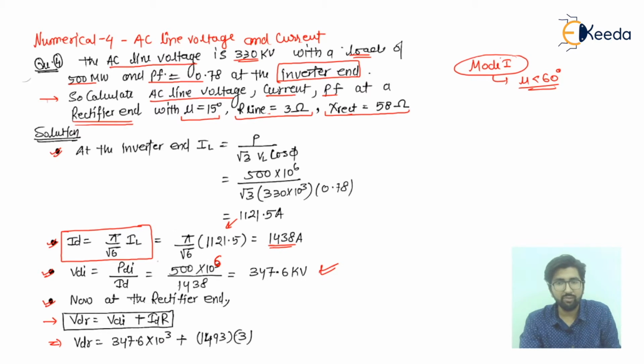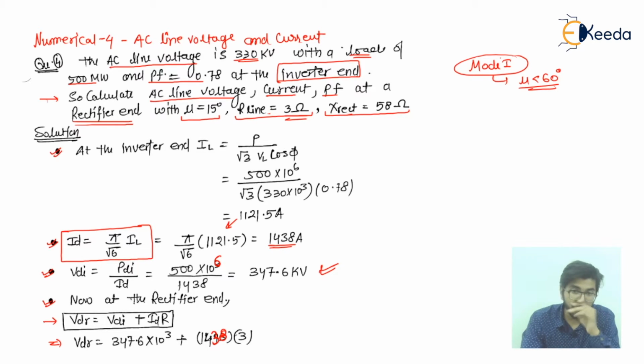What is the ID that you have found from this above one? That is 1438. Okay, I have written this wrong again. So you have to put 1438, and the resistance R line is given as 3 ohm. So just put the values. After the simplification using the calculator, you are going to get 352 kilovolt.